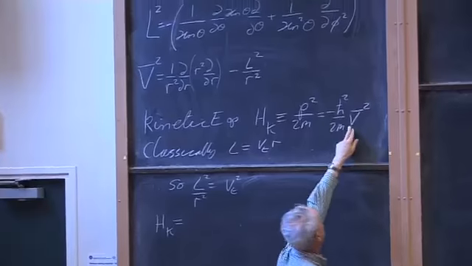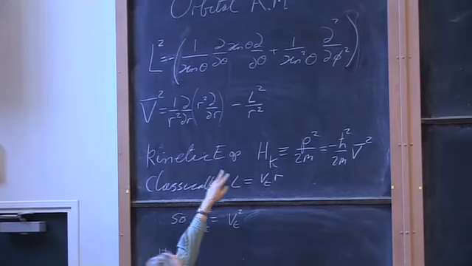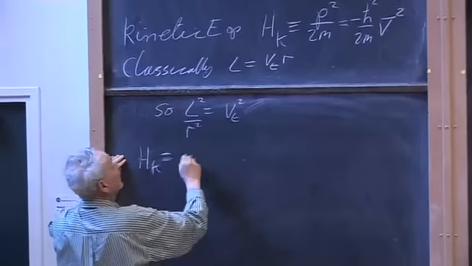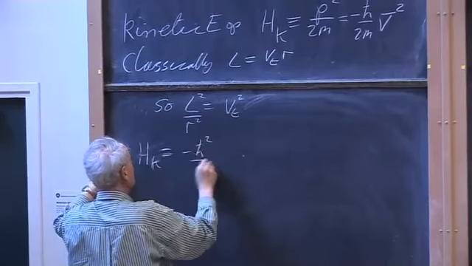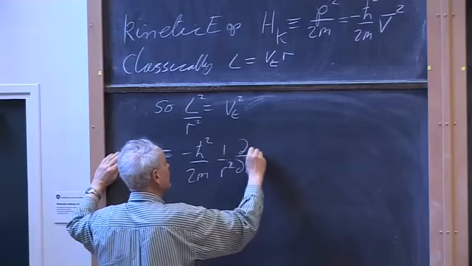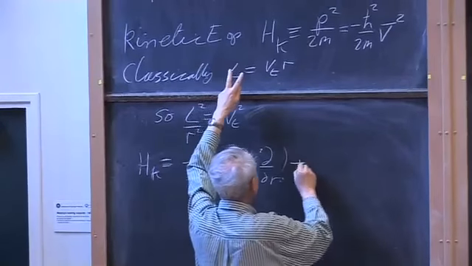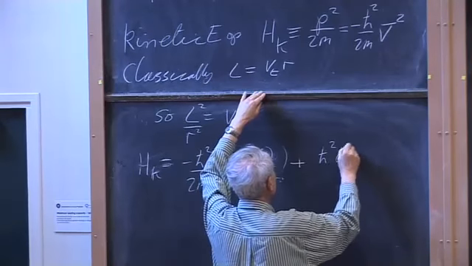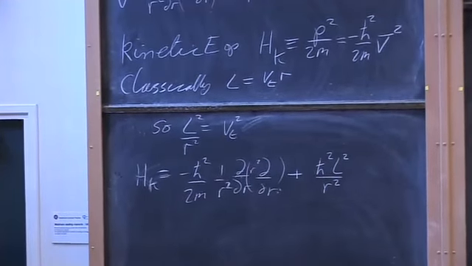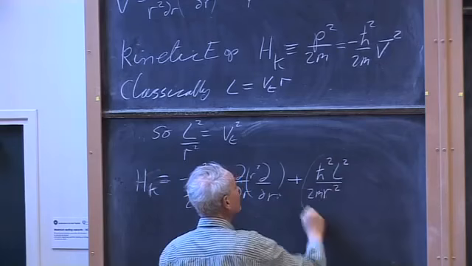That this nabla squared can be written in terms of some radial derivative plus, so we could say that Hk is equal to some radial part, minus h bar squared over 2m times 1 over r squared d by dr r squared d by dr. And then we're going to have plus h bar squared L squared over r squared, I think, just by substituting into there, over 2m. And what's this going to be?